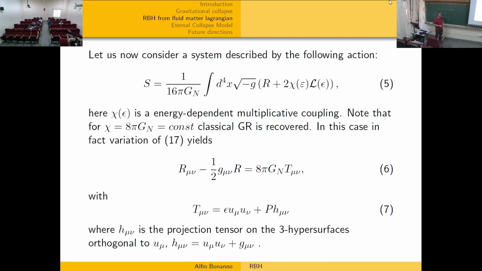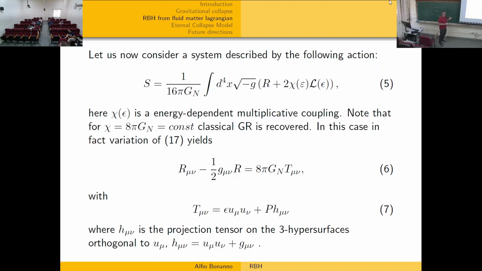It's all very simple, and what you do, and here is the idea, which was pioneered years ago, first by Vyacheslav Mukhanov and Markov. Let's imagine that now we have a multiplicative coupling between the matter and gravity. In other words, if this chi is 1, this is standard GR. I'm just pulling out 1/16 pi G of the Lagrangian. Now imagine that this coupling is a function of the energy density of the system.